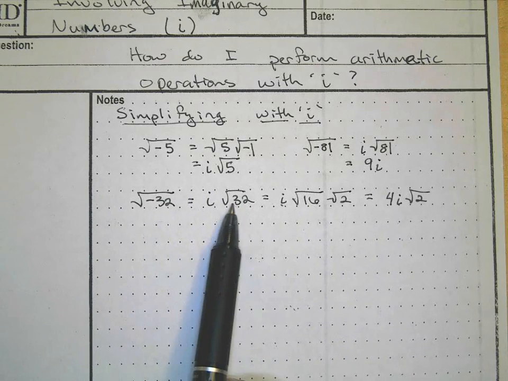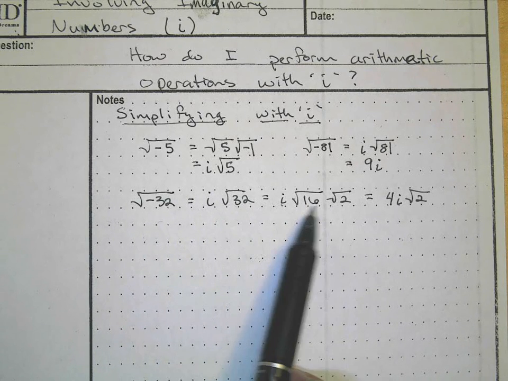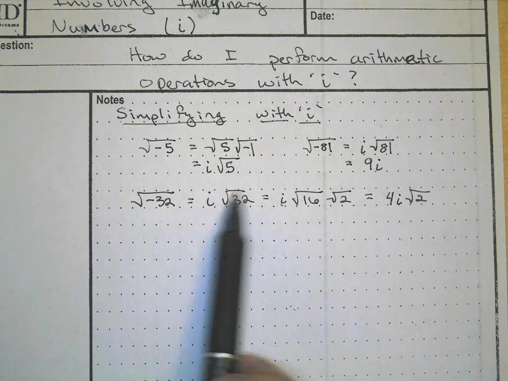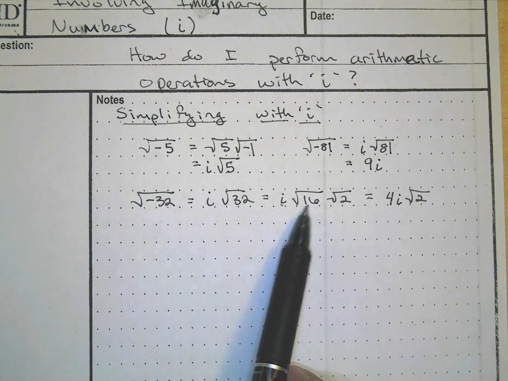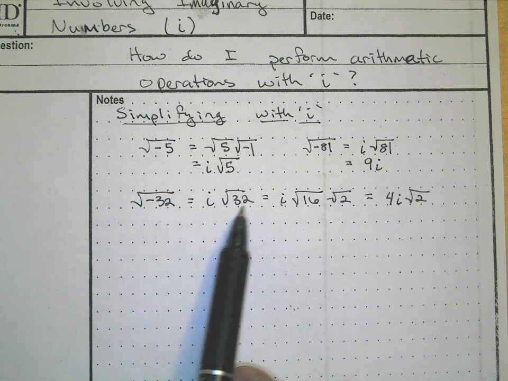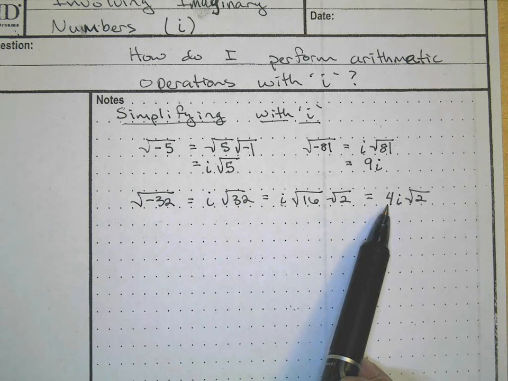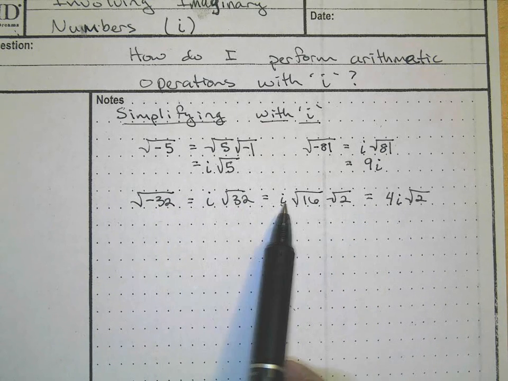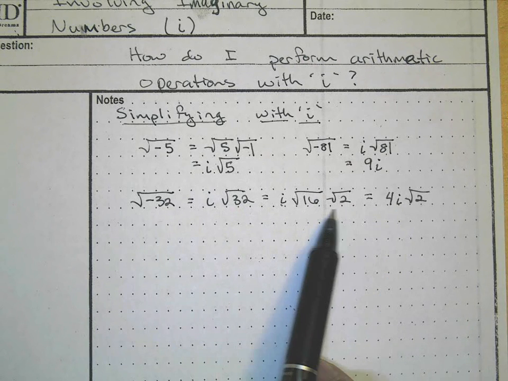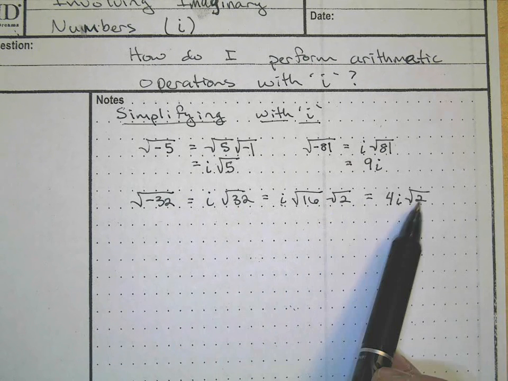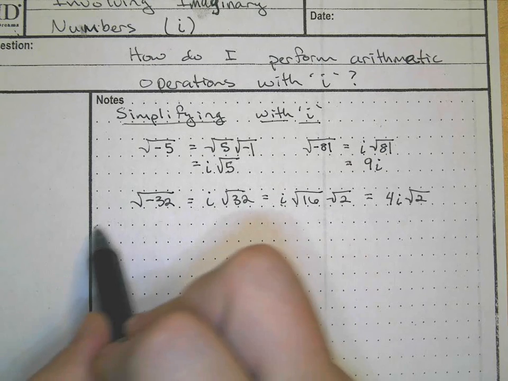So we just use our properties of square roots to be able to simplify factors of our original number. Factors of 32 are 16 and 2. I'm looking for those perfect square factors. And then I simplify the root 16 to make it 4. My i is coming along for the ride. And then I have left over that root 2, so root 2 remains root 2.